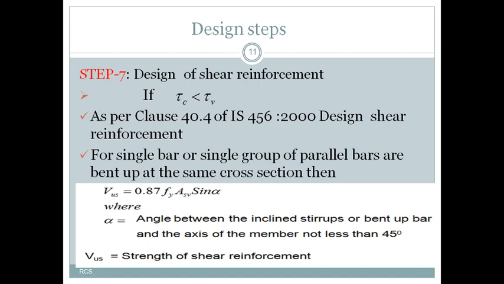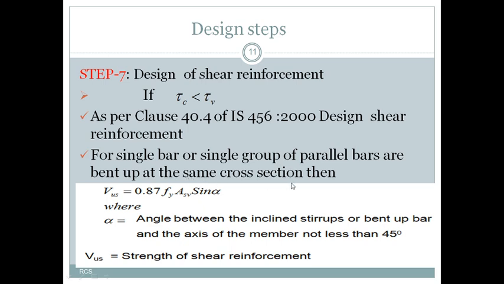According to this design, we can place shear reinforcement in three different forms, as we have already discussed. One is only vertical, another is only inclined, and another type is vertical stirrups with bent up bars. Say according to clause number 40.4.4 of IS 456-2000, the design of shear reinforcement for a single bar or a single group of parallel bars bent up at the same cross section.